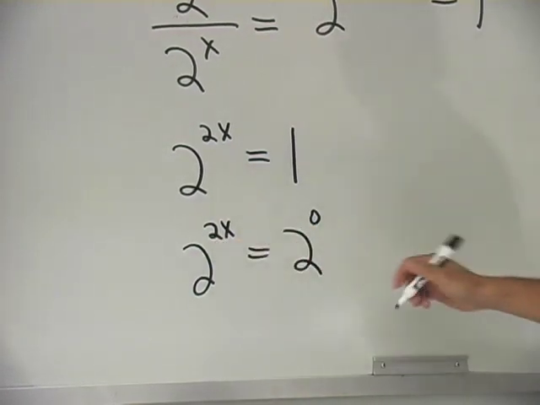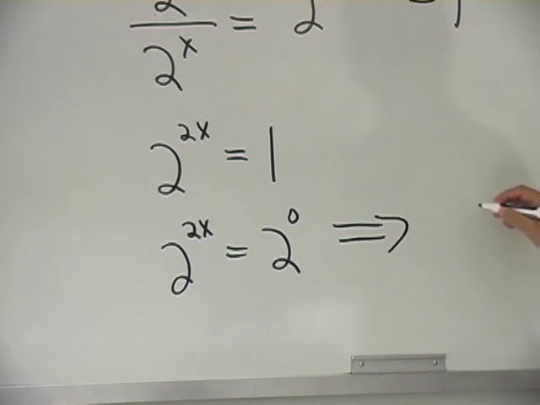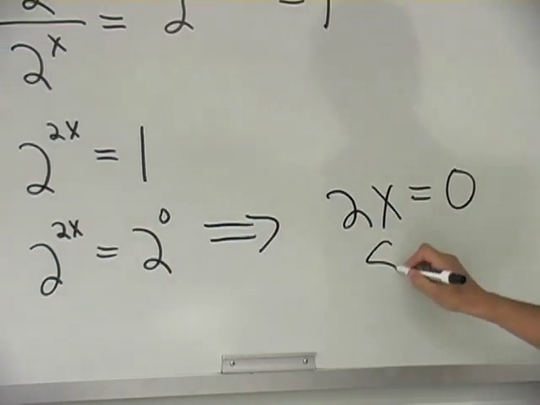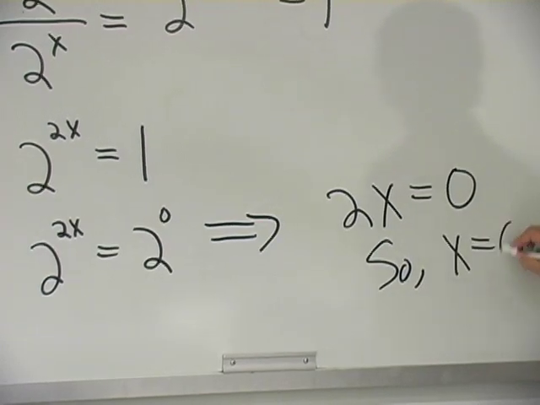Now that we've done this, it's a piece of cake. We see that 2x equals 0, so that x equals 0.